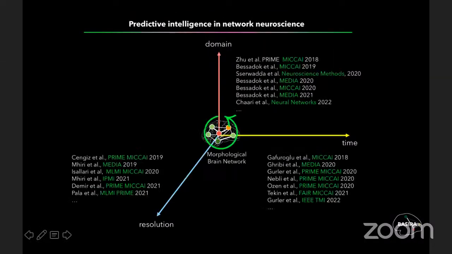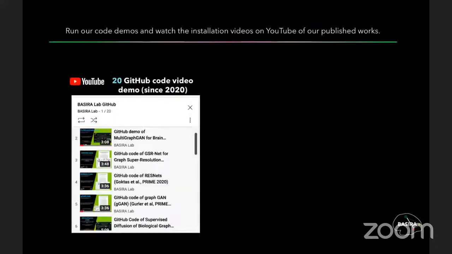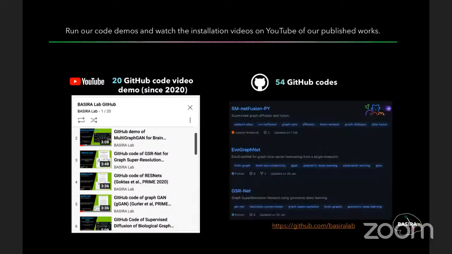Moving forward, all these works are available if you want to learn more about the math, the details, the code. We have more than 39 presentations on the Basira Lab YouTube list. We have 20 GitHub code video demos. We are great supporters of open science. So if you want to run the code and you're struggling, you can go and see how to run it. We also have more than 54 codes published, open science. These are generally by undergraduate and graduate students. We try to push forward open science, but it doesn't mean the code is perfectly done. So if you have a problem, contact the first author.